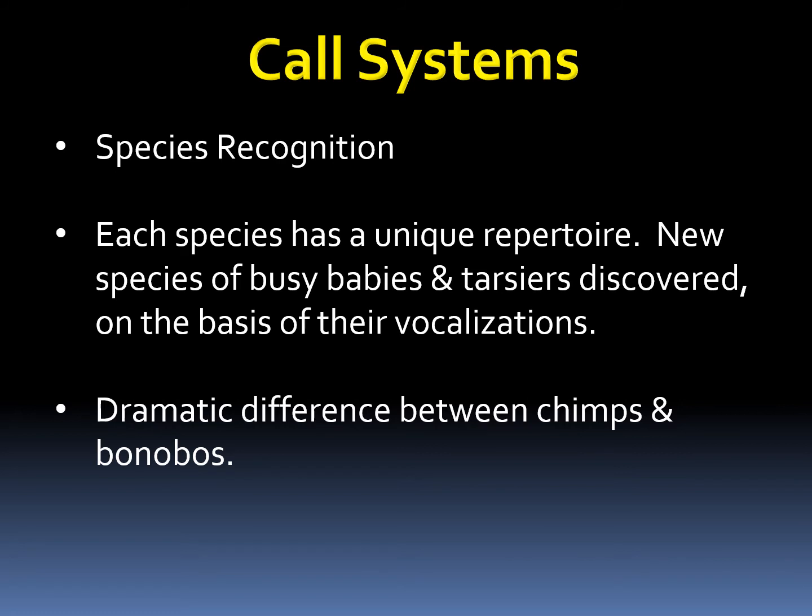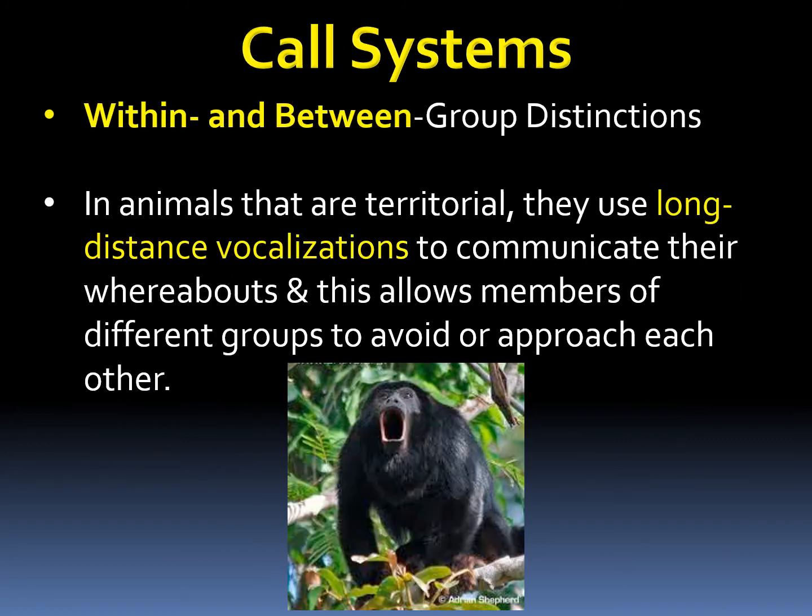And there is a dramatic difference between chimps versus bonobos, right? Chimps give you that more classic ooh, ooh, ooh, ah, ah, ah kind of noise, whereas bonobos make a very high-pitched chirping sound that's more similar to what we hear from a squirrel or a bird. Call systems are also used to distinguish within and between group distinctions. So you want to know different members of your own group as well as be able to distinguish between different groups of the same species.